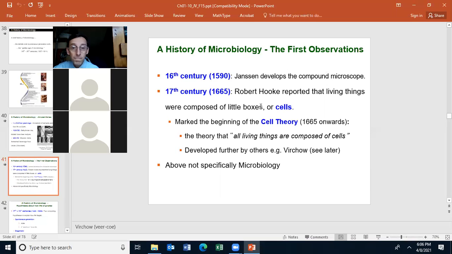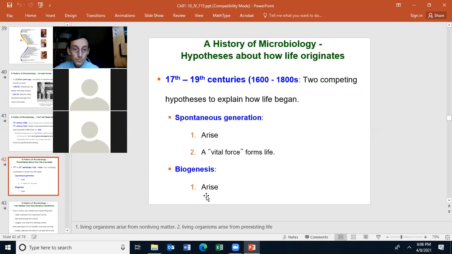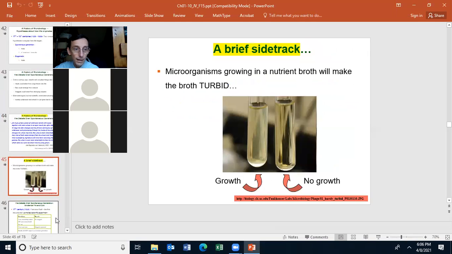Now these above discoveries, Jensen developing the microscope and Robert Hooke discovering cells in plants, were not specifically microbiology. Robert Hooke was seeing cells in plants, not in a microorganism. So the above is not strictly speaking microbiology, but all of these had to happen before we could see the first living microorganism. And I will talk about that. I'm going to move forward because I'm talking about that now.